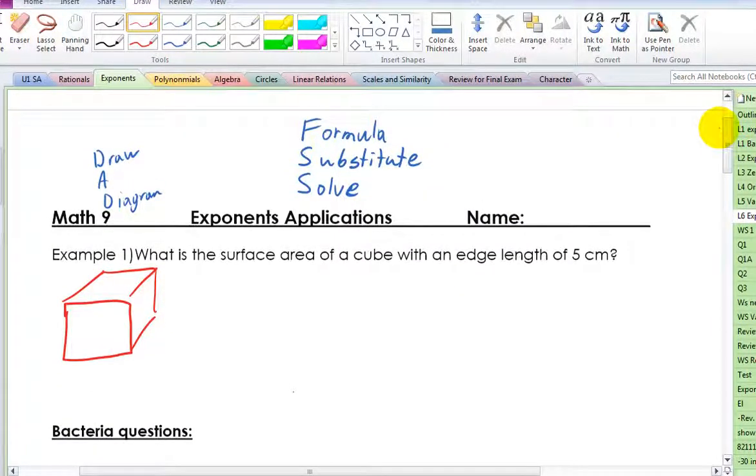Okay, so we have the surface area of a cube with an edge length of 5. Let's write that edge length on our diagram. 5 centimeters, 5 centimeters, 5 centimeters. And we're trying to find the surface area. So what's the formula for the surface area of a cube? Let's just kind of come up with that. Any ideas? What do we know about a cube?